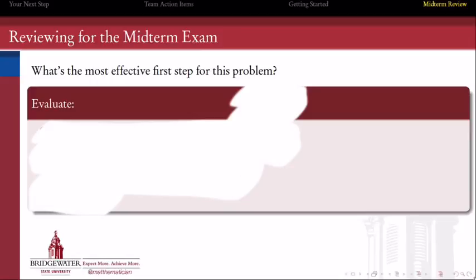So we're going to look at 5 different problem types, and I'm going to ask you real quick, on a multiple choice basis, what would you say is the most effective first step for each of these problems? I'll have you take a quick vote, and then we'll take a look at what I think the most effective first step is, and we'll talk a little bit about why. So here's the first problem.